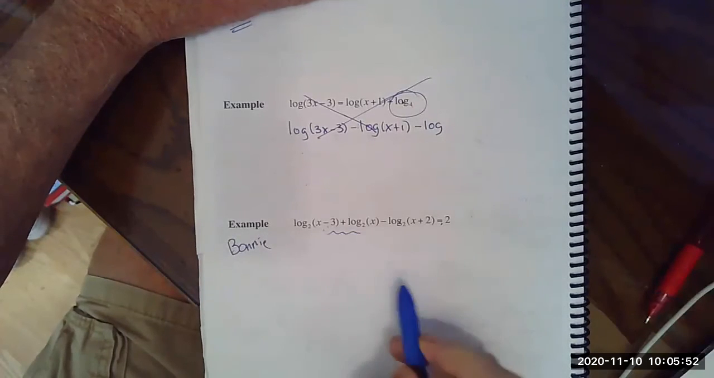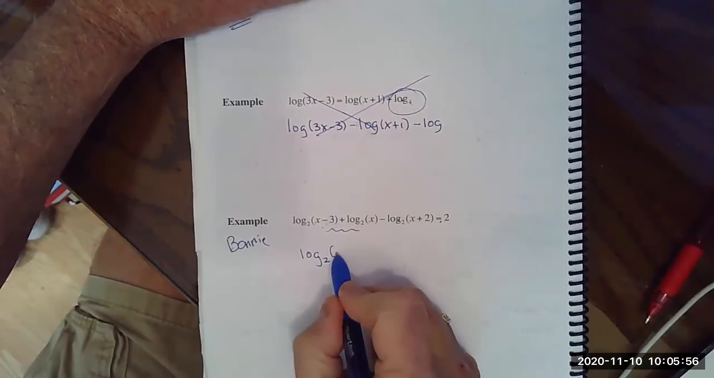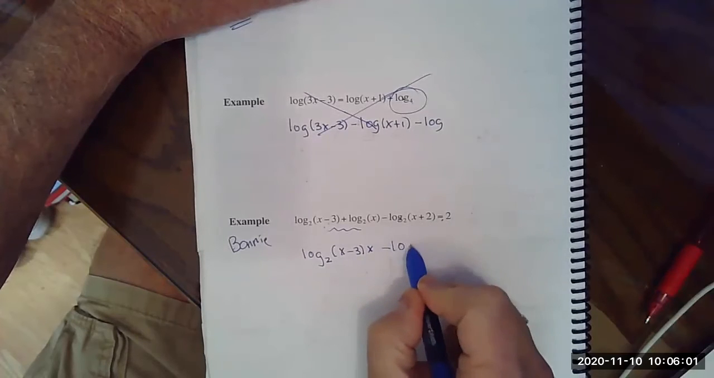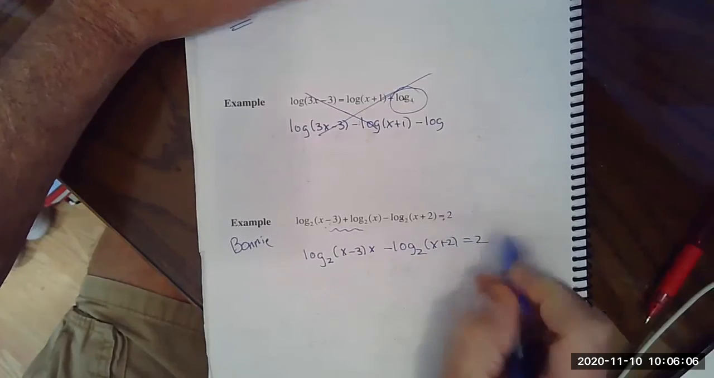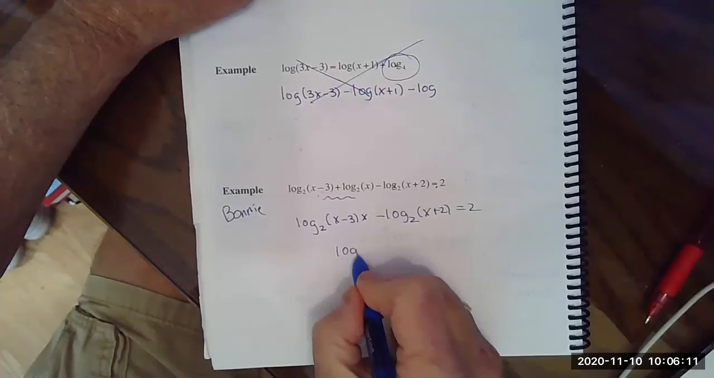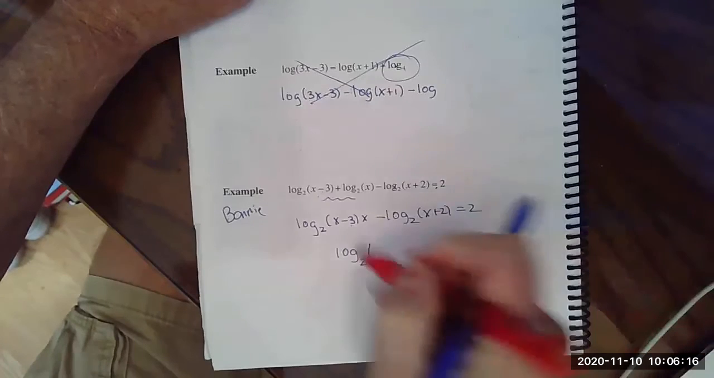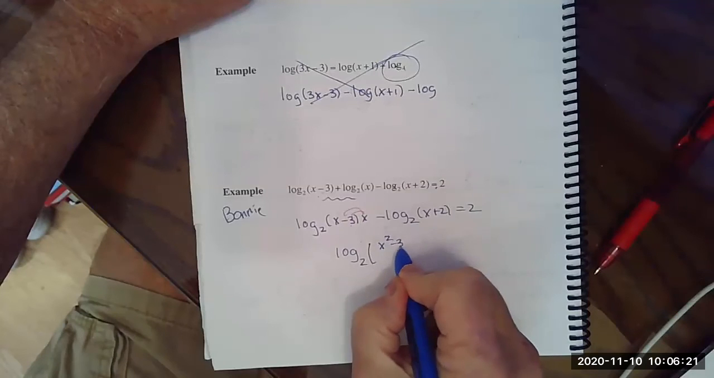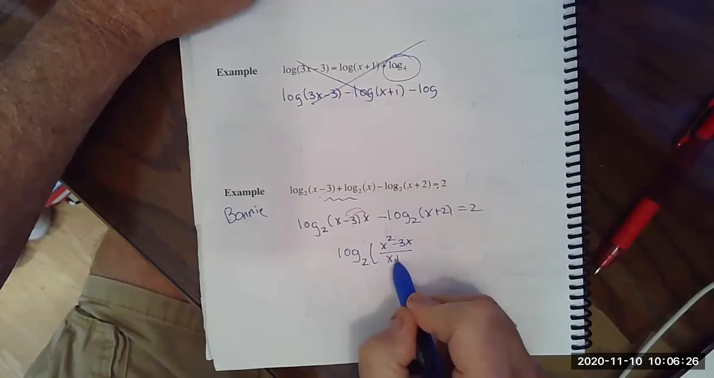Push those together. Log base 2 of x times x minus 3, subtract log base 2 of x plus 2, equals 2. Push these together as a quotient of the arguments. Log base 2 of, okay, I'm going to go ahead and distribute this, and that's all over x plus 2.